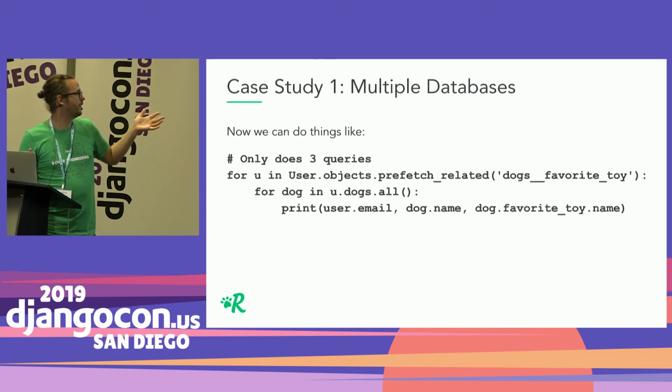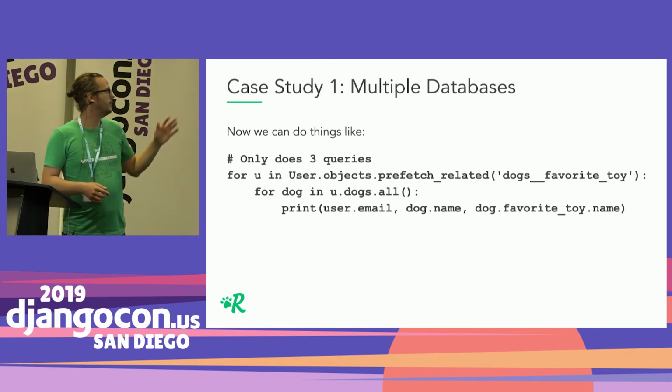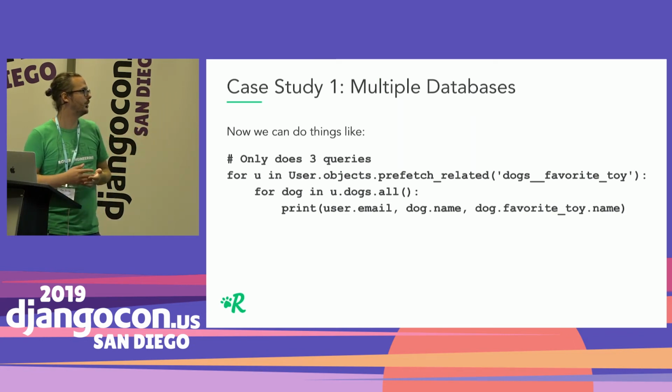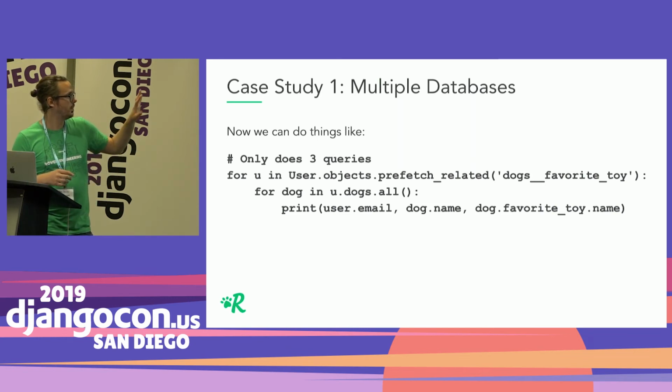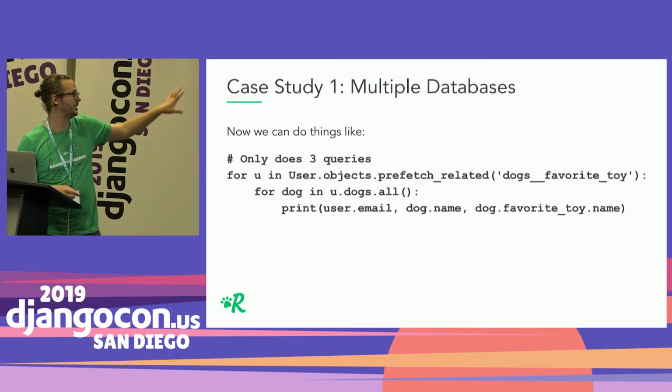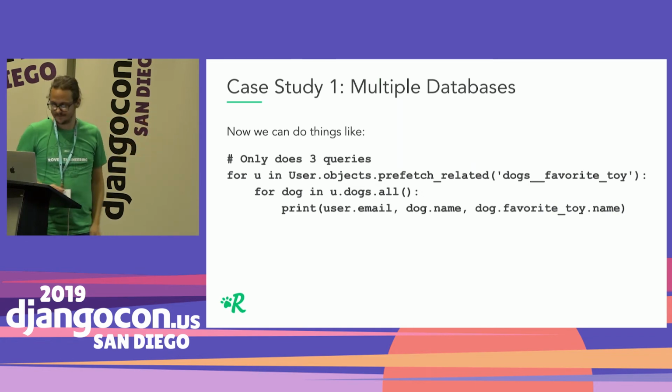And so now, with those things in place, you can do things like this, where this is only going to do 3 queries: one to fetch the users, one to fetch those users' dogs, and then one to fetch those dogs' favorite toys. Basically this looks exactly like it would if the dog objects and the user objects were living in the same database and you had a foreign key for this particular pattern.